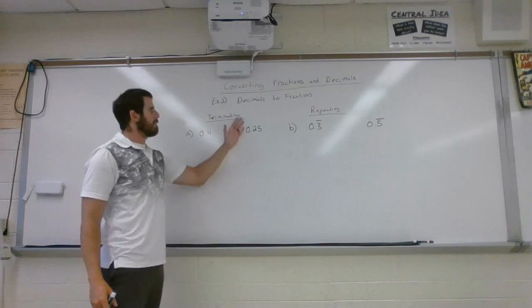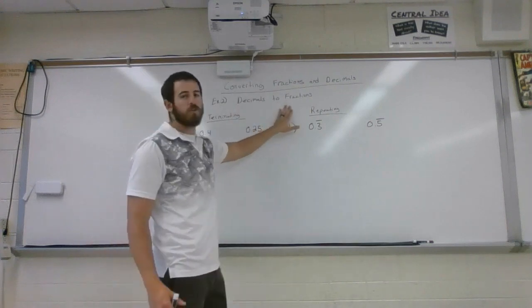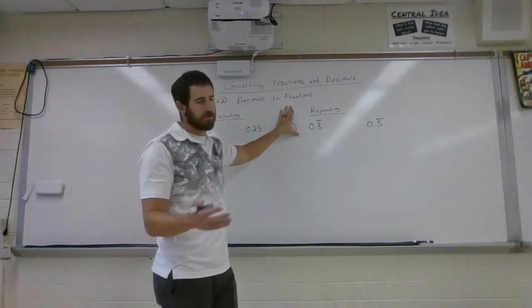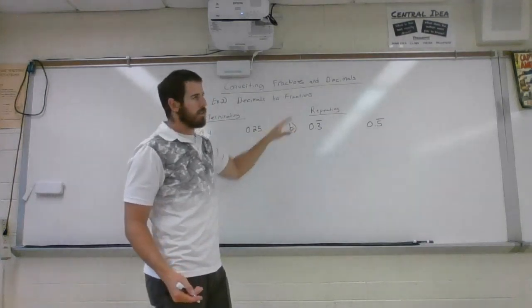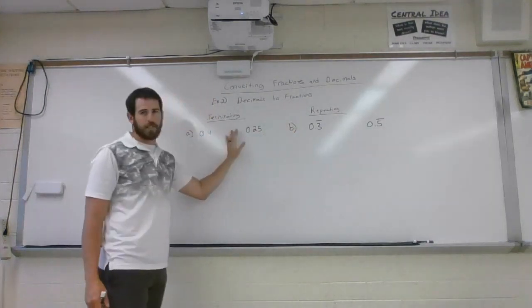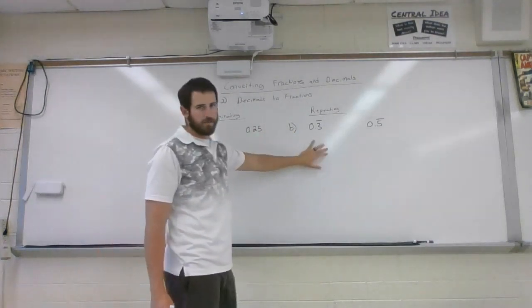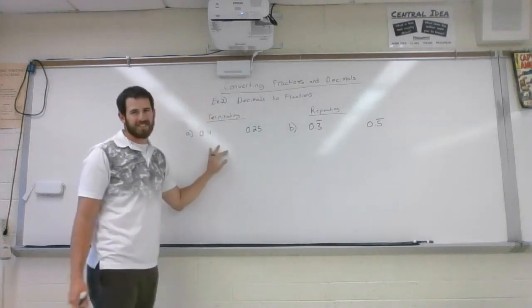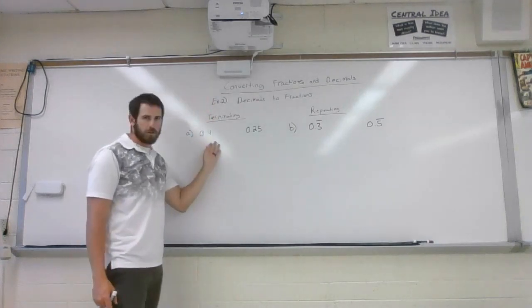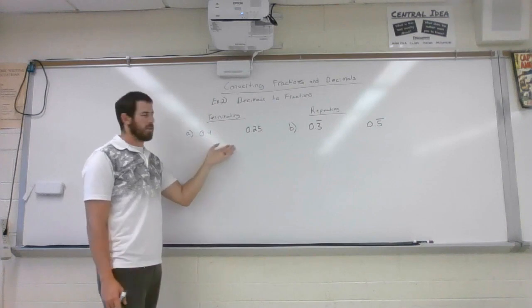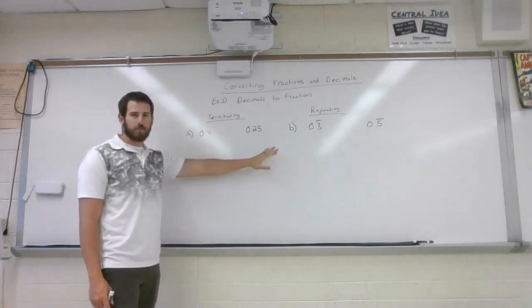So here we are. Now, decimals to fractions. There's 2 types of decimals. Well, actually, there's 3 types, but you don't even know a third yet. There's 2 types. We either have terminating decimals or repeating decimals. A terminating decimal is simply a decimal that stops. Okay, 0.4, it's done. There's no more numbers. 0.25, it stops. It's done. There's no more numbers.